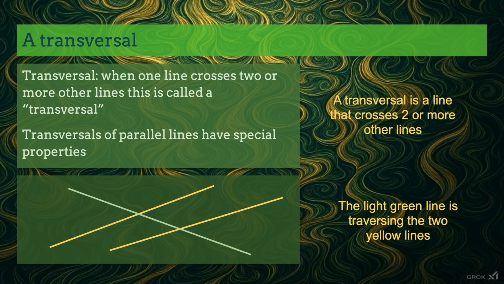So here's a little illustration of a transversal. You notice that the light green line is traversing the two yellow lines. So that's called a transversal.